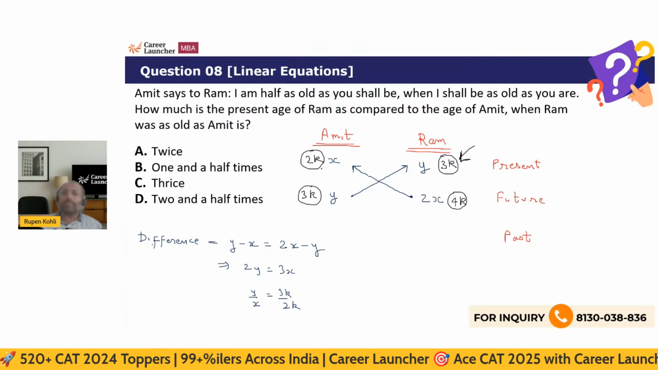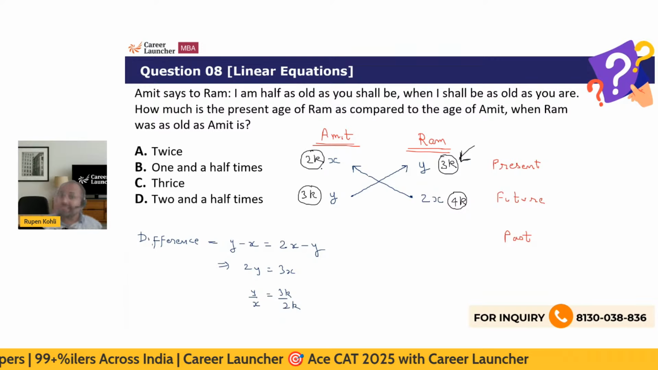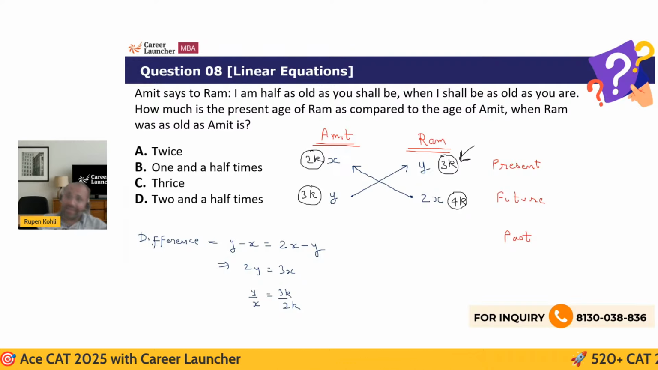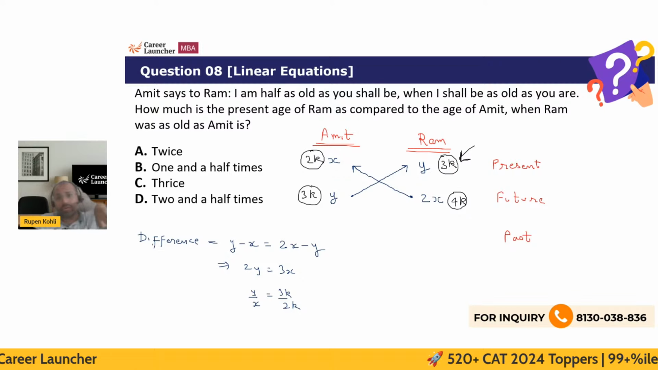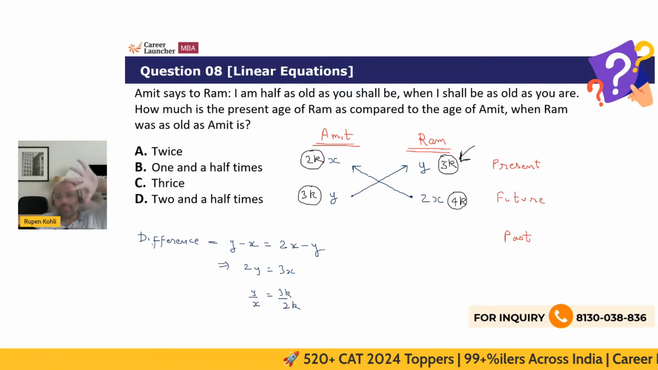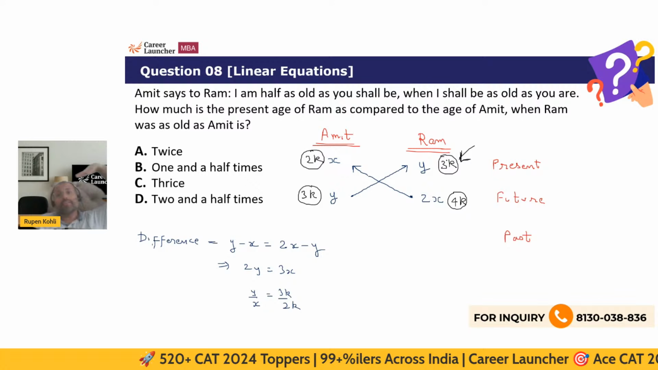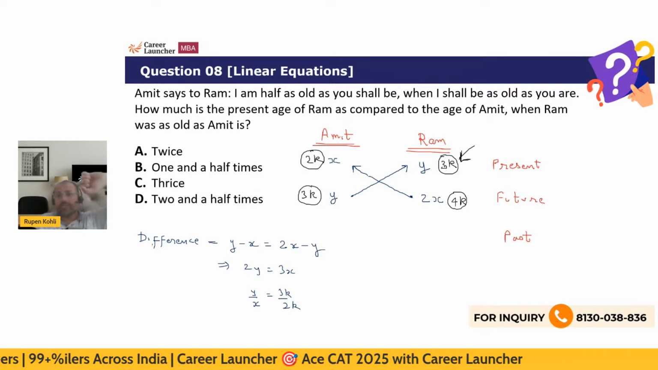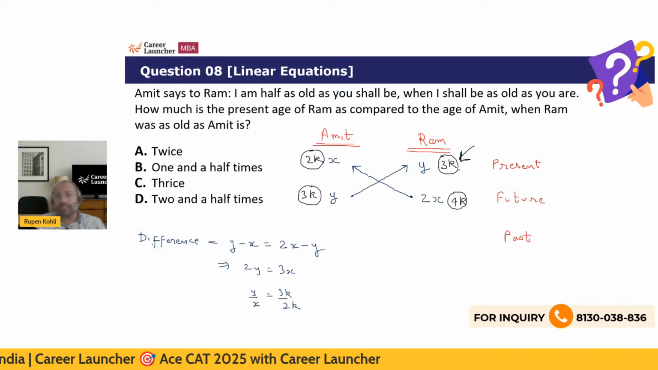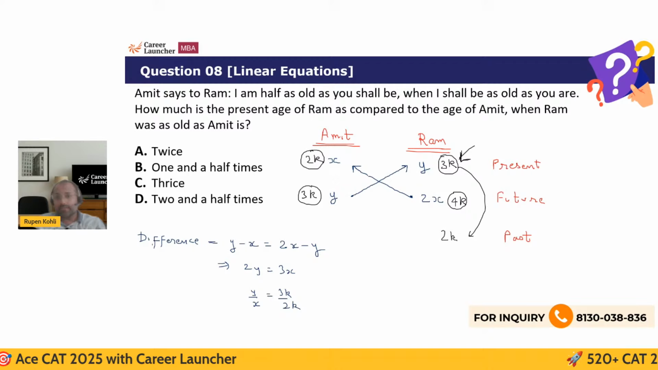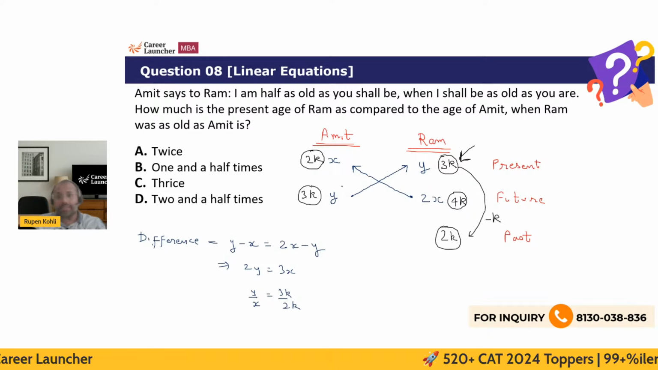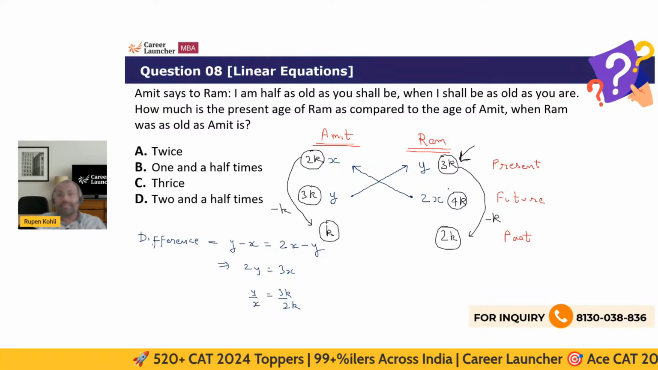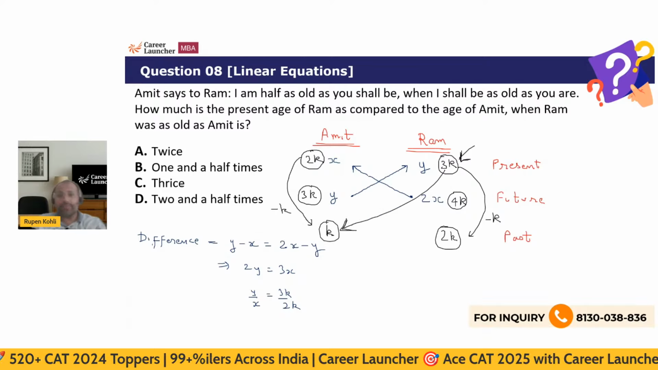The question is saying, how much is the present age of Ram? Ram's present age is 3k as compared to not the present age of Amit, but compared to the age of Amit when Ram was as old as Amit is. Ram has to go in the past to when he was 2k years old, jitna Amit aaj hai. So we have to go k years in the past. So this 3k will become 2k, which means we are going k years in the past. So k years in the past, Amit would be k years old. So this 3k is thrice of this k, and therefore the answer is thrice.